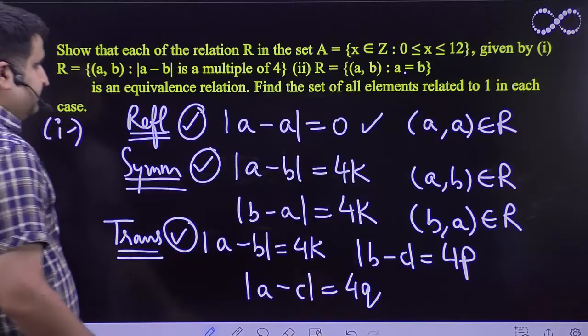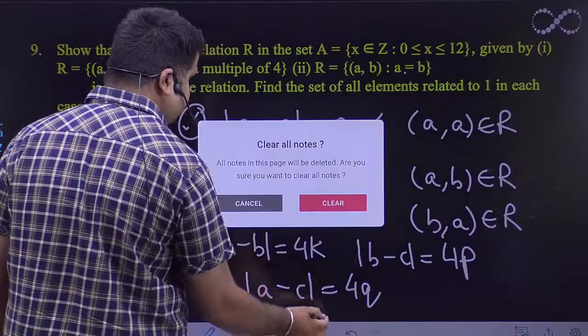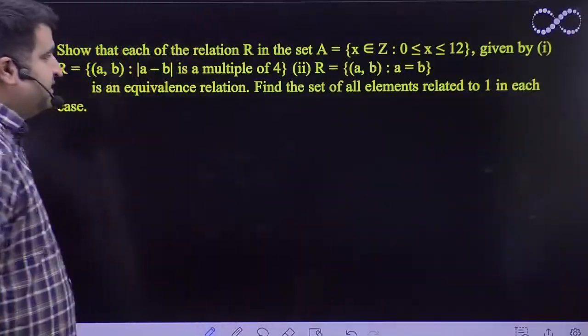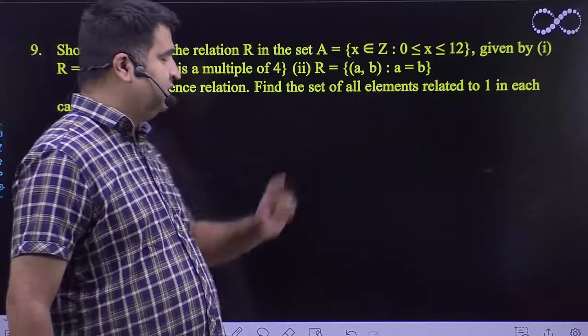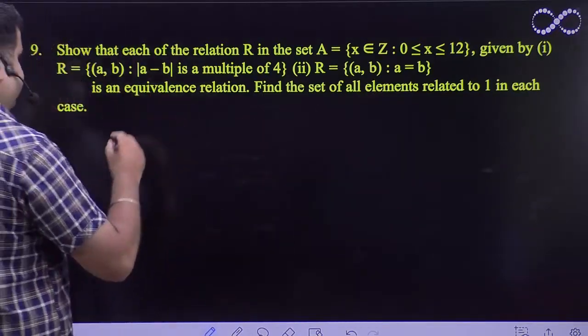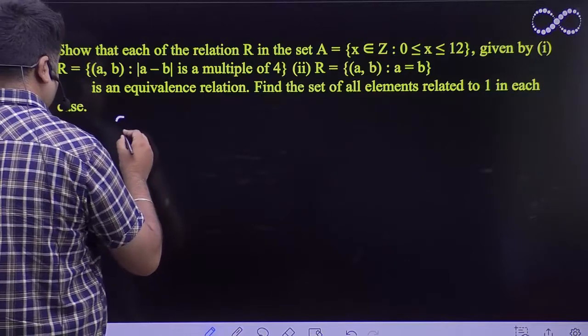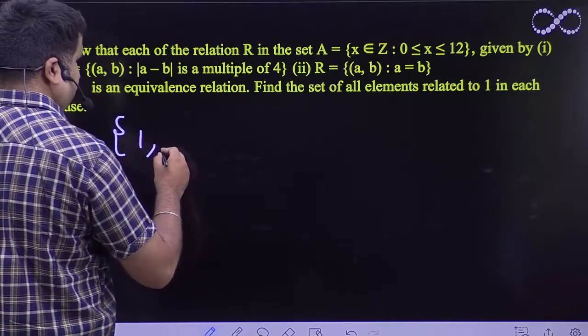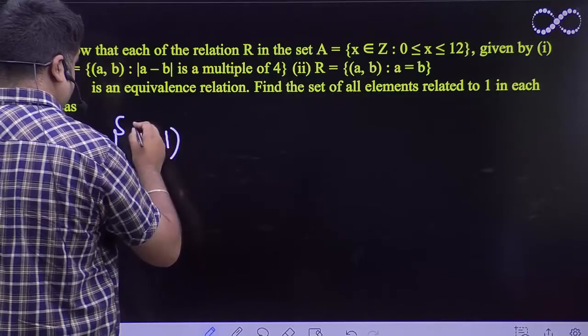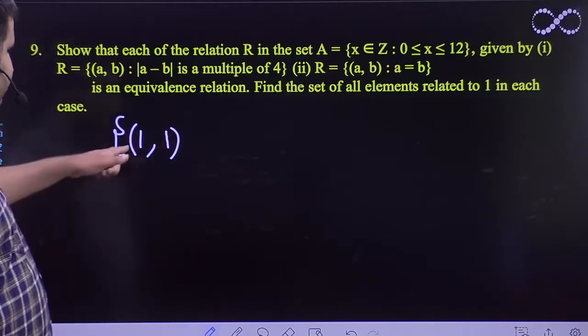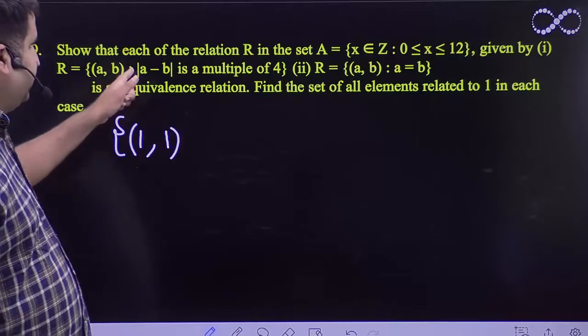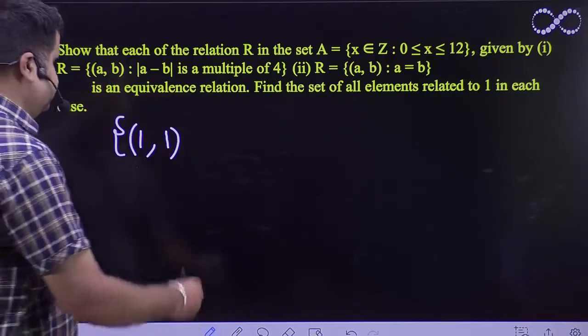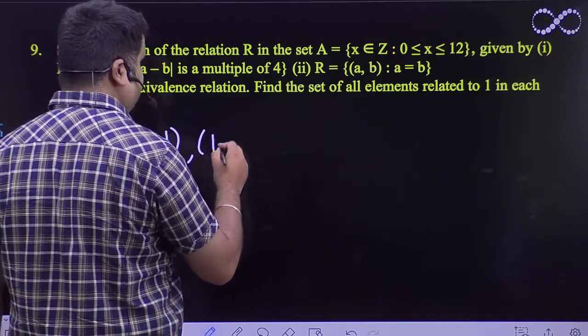Now let's see the second part of the question, which is to find the set of all the elements related to 1 in each case. So let's see for the first one. We will have (1, 1), since 1 minus 1 is 0 and it is a multiple of 4. Then next we have (1, 5).